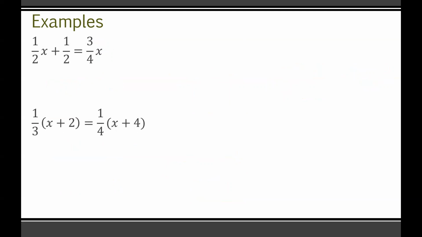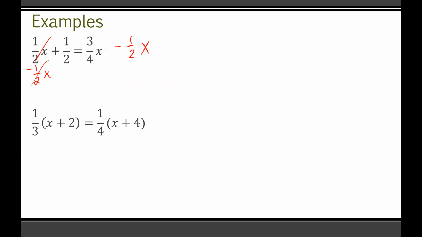Okay, here's some really scary looking examples, but let's not panic for a second here. First one is 1/2 x plus 1/2 equals 3 over 4x. Well, let's keep my rule in mind. I always like moving my smaller amount of x over to the other side before I even begin. Between 1/2 x and 3/4 x, 1/2 is the smaller one. So you know what? Let's move 1/2 x over to the other side by minusing 1/2 x from both sides.